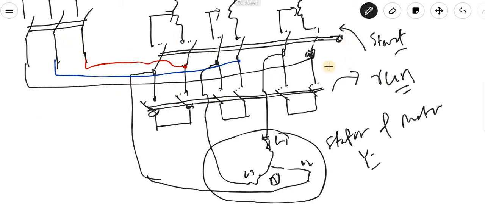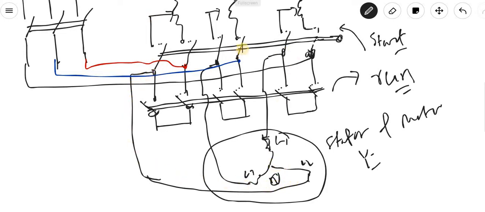Firstly, if it is start, then these things will be off. If it is start, then what? These two points will be shorted, and with this the output is coming through this way.